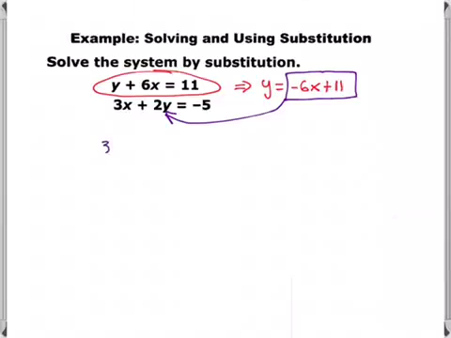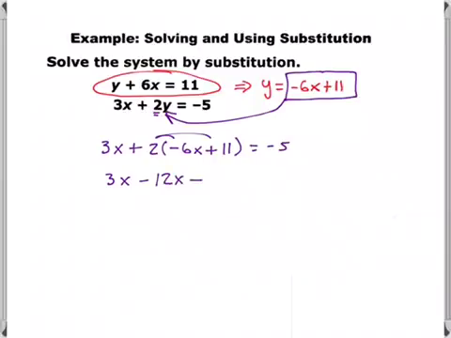So my new equation is going to become 3x plus 2 times (negative 6x plus 11) equals negative 5. When you have a coefficient in front of the variable when you're plugging something in, it's always best to put what you're plugging in parentheses like this, because I'm going to have to distribute my 2 eventually when I go to solve this. So my next step, distribute the 2. So I've got 3x minus 12x plus 22 equals negative 5. Combine like terms, negative 9x plus 22 equals negative 5.